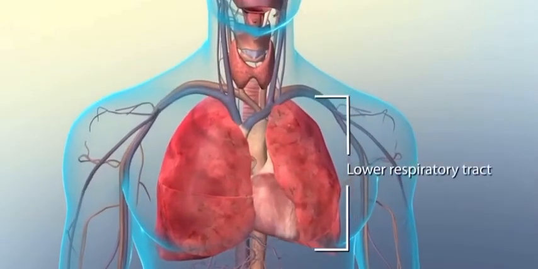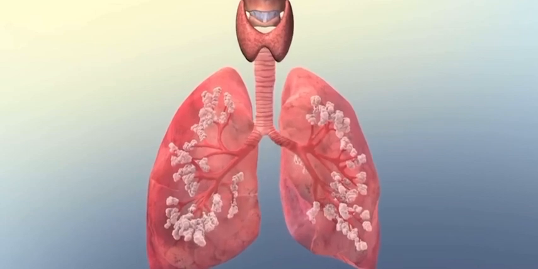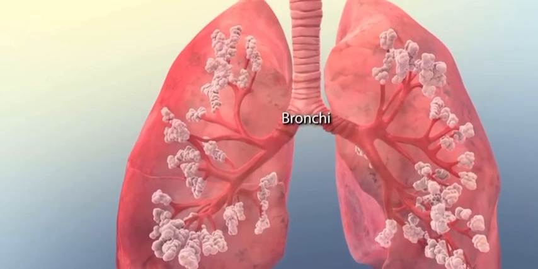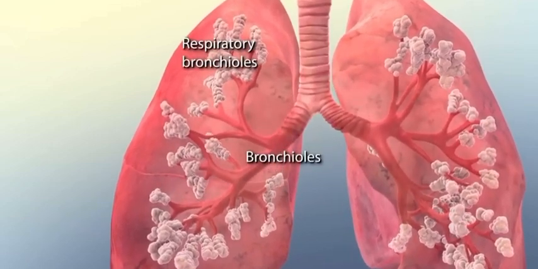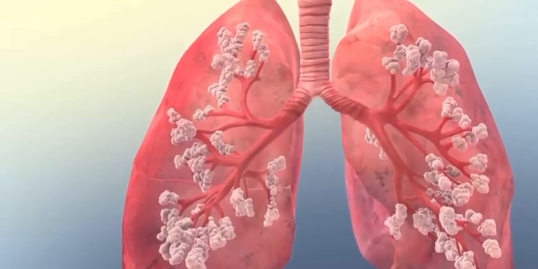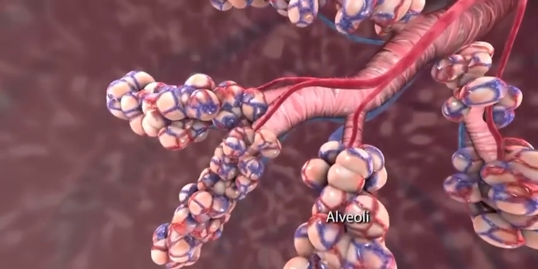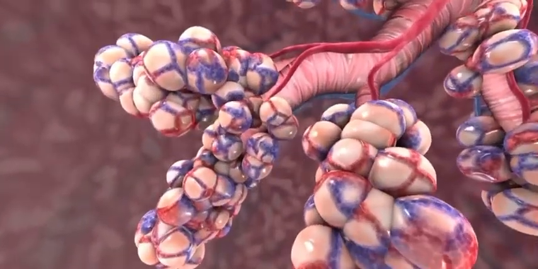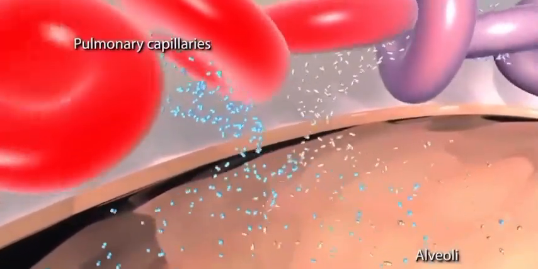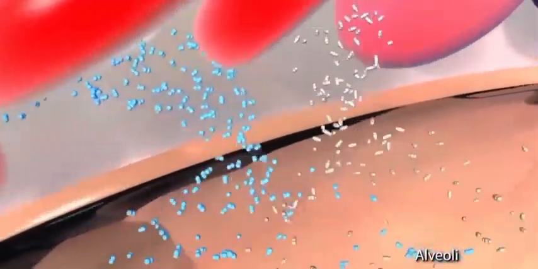Lungs are part of the lower respiratory tract and contain a series of subdividing tubes, beginning with the bronchi. Air passes through the bronchi into smaller tubes called bronchioles, then into tiny elastic sacs called alveoli, where gas exchange occurs. Pulmonary capillaries and alveoli share a thin membrane through which gas exchange occurs.